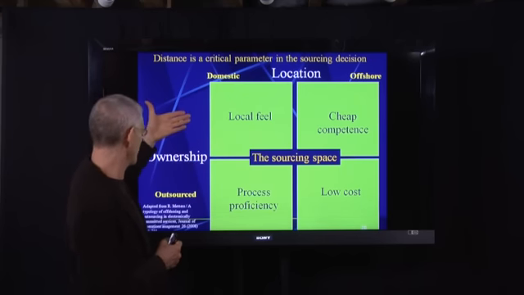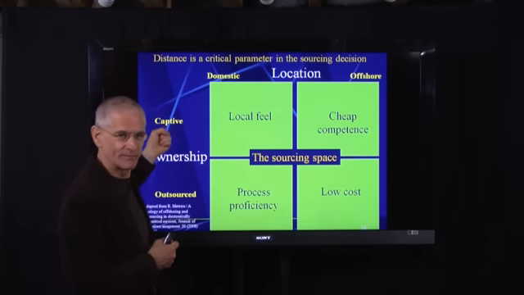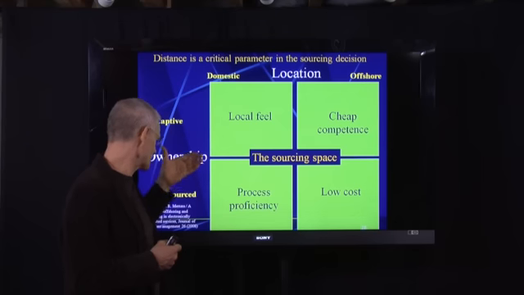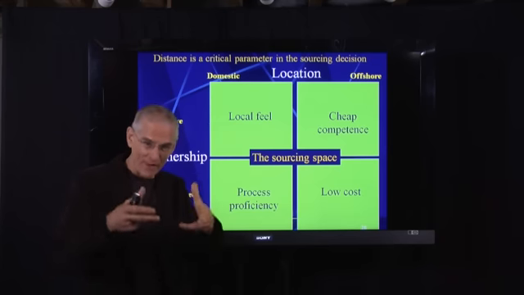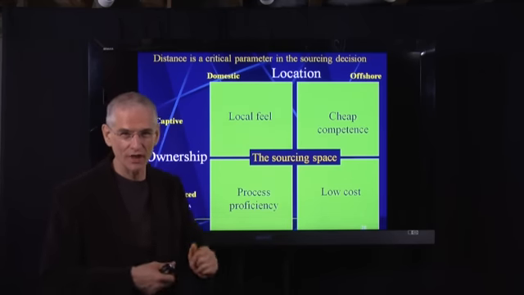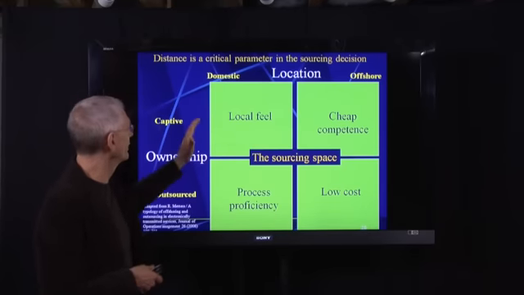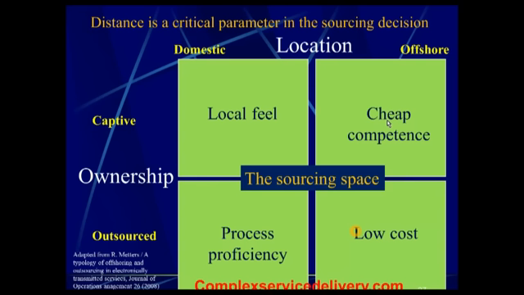Captive is we do it ourselves, we own the thing. Outsource is, of course, someone else does it, but it could be we partially own, or we build the facility and let someone else operate it. There are variants here. And there's another continuum here between, if we're in the US, you can have it done in Canada and Mexico, you can have it done in North Africa, then India, and so on. Outsource and offshore. And this is what I call the sourcing space.